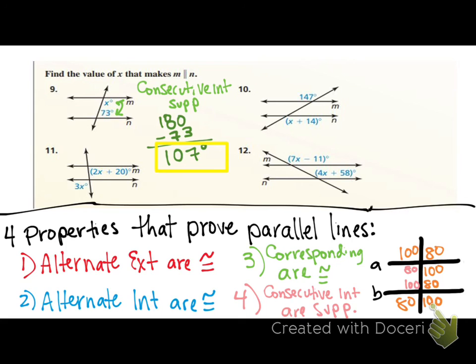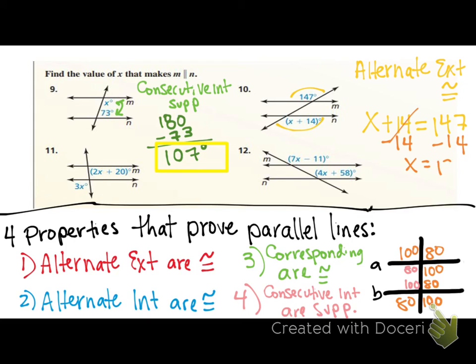We'll do one more question together for today. It is number 10. What relationship do these two angles have? They're alternate exterior, which means that they are congruent. So that means x plus 14 equals 147. Subtract 14, 133.